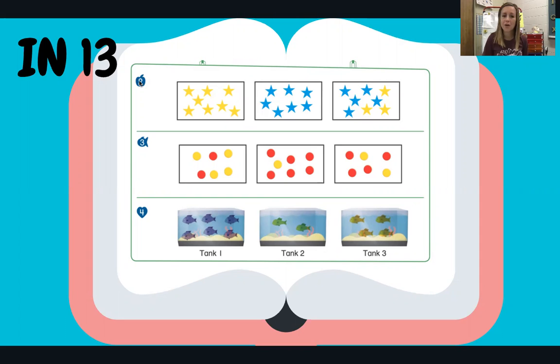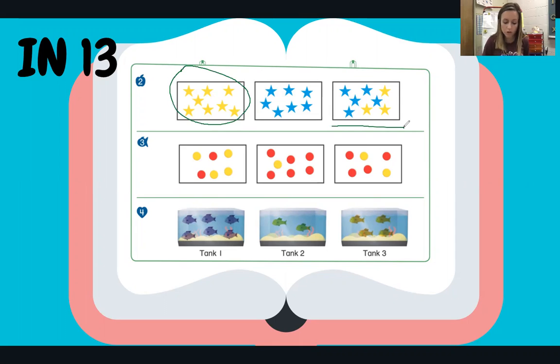Which one has all yellow? You should have circled this first group. That is the only one that is totally full of yellow. Now it says draw a line under the group that has some yellow stars. Well, this one doesn't have any yellow, so that's not some.